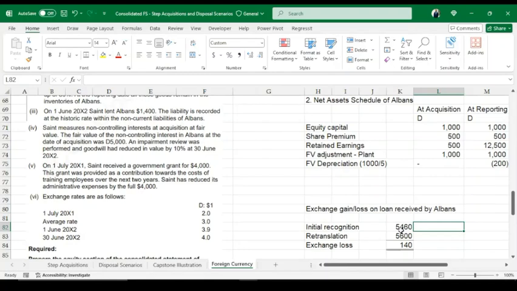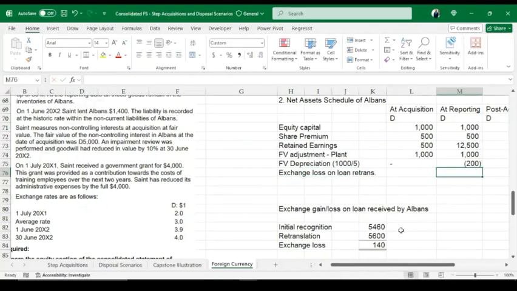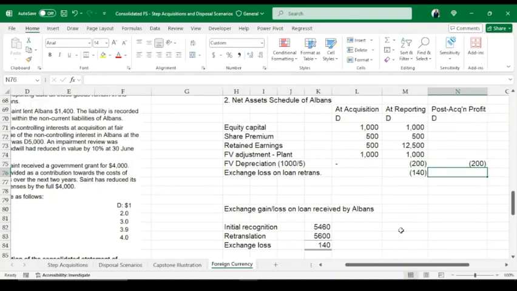So that is an exchange loss. And when you come to the net asset schedule, you're going to put the exchange loss here. So we have exchange loss on loan retranslation. So let me just shorten that. And that is going to affect, once again, the amount at the reporting date. And since it's a loss, we'll have 140 and then negative 140 here as well.